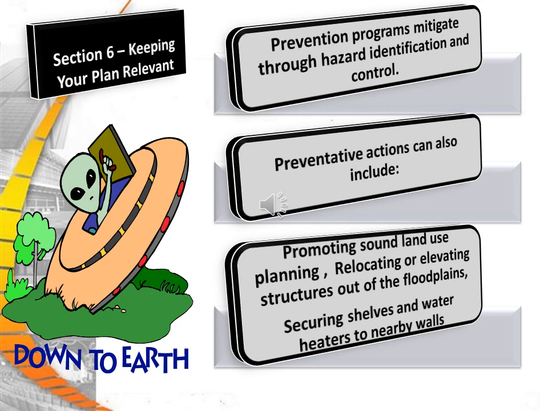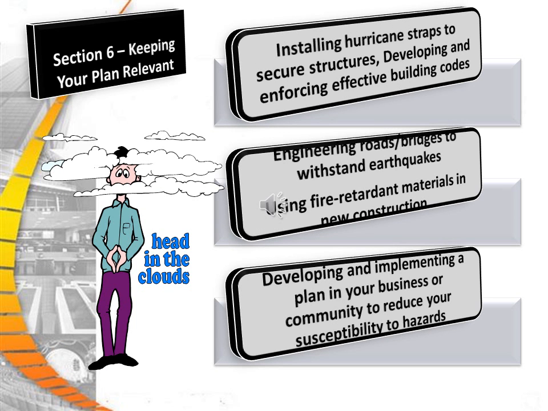Preventative actions can also include promoting sound land use planning, relocating or elevating structures out of floodplains, securing shelves and water heaters to nearby walls, installing hurricane straps to secure structures, developing and enforcing effective building codes, engineering roads and bridges to withstand earthquakes, using fire retardant materials in new construction, developing and implementing a plan in your business or community to reduce susceptibility to hazards prone to the area.